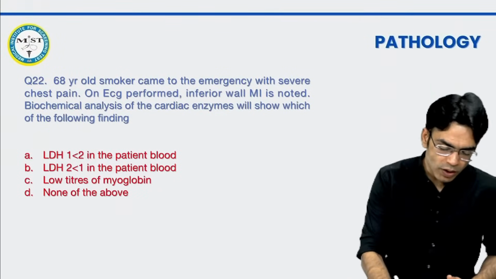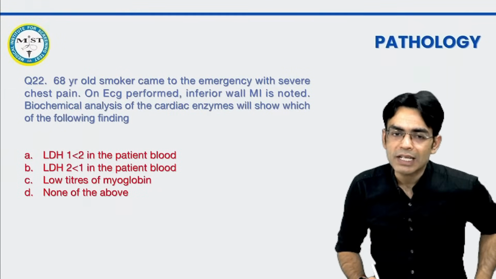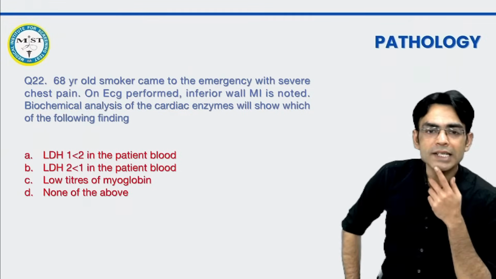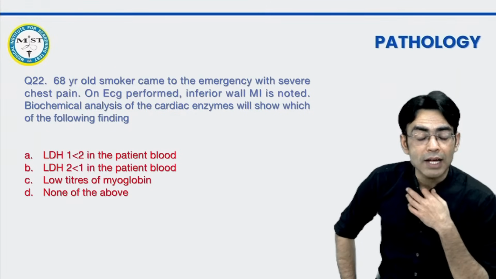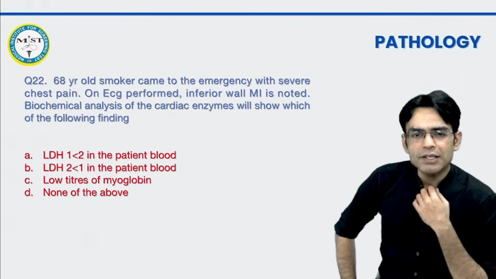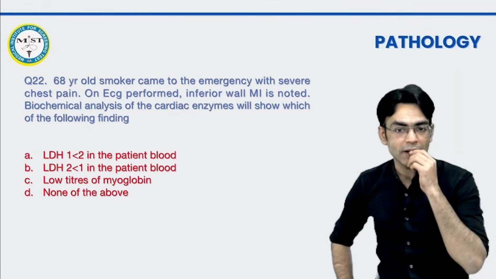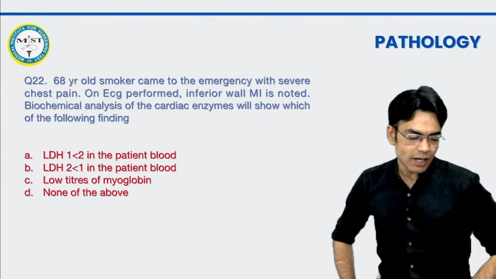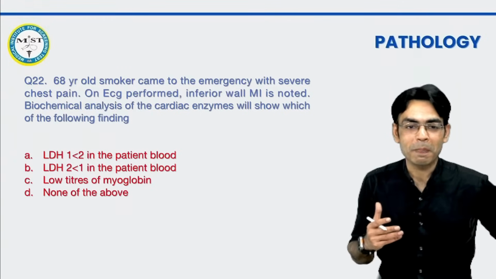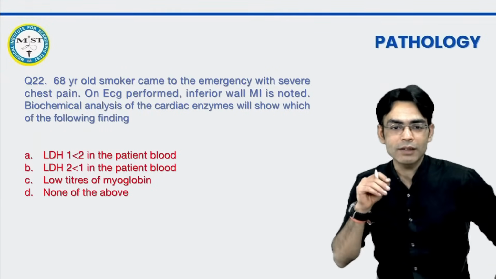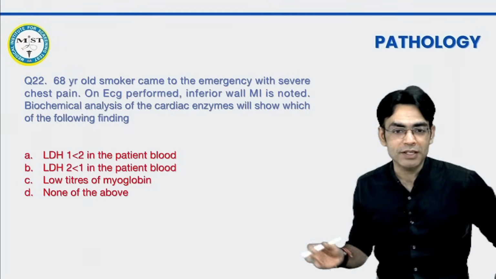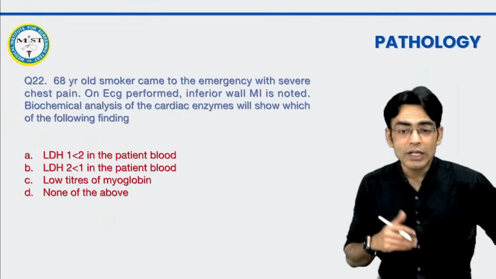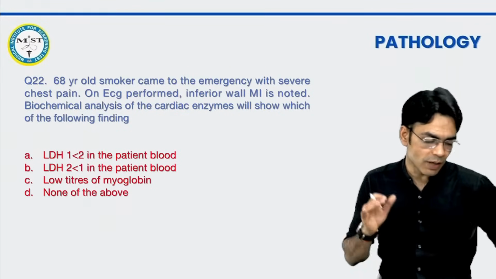68-year-old smoker came to the emergency with severe chest pain. On ECG performed, inferior wall MI is noted. Biochemical analysis of the cardiac enzyme will show which of the following finding. Cardiac enzyme को अगर आप देखोगे तो क्या मिलेगा? Number 1. LDH1 lesser than 2 in the patient's blood. LDH2 less than 1 in the patient blood, low titers of myoglobin, or none of the above.